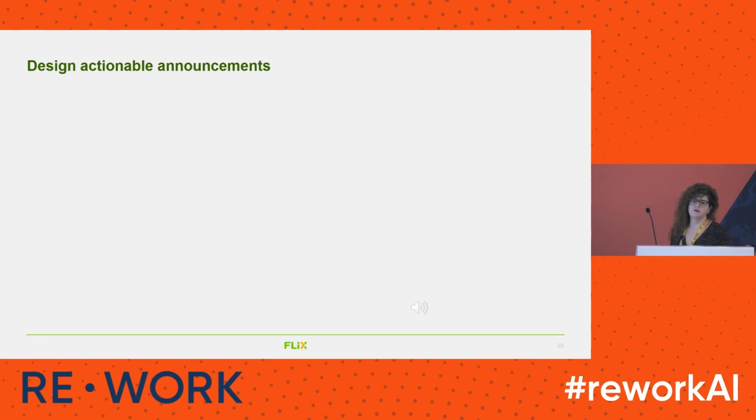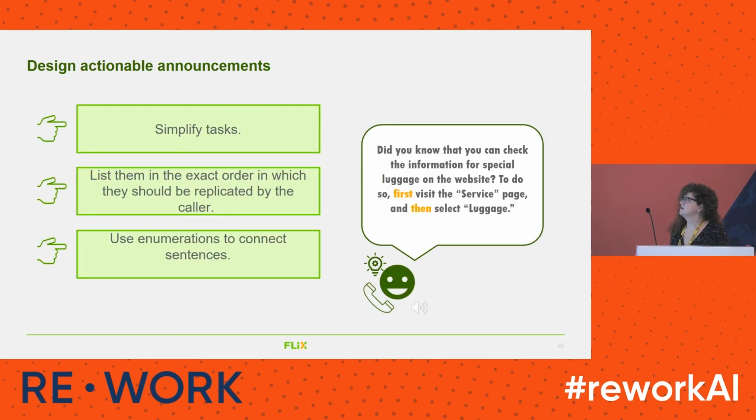how can you solve this? By designing actionable announcements. And what is an actionable announcement? An announcement that contains tasks that are super simplified, listed in the order in which they should be replicated by the caller, and connected through enumerations like first, second, and then. "Did you know that you can check the information for special luggage on the website? To do so, first visit the service page, and then select luggage."